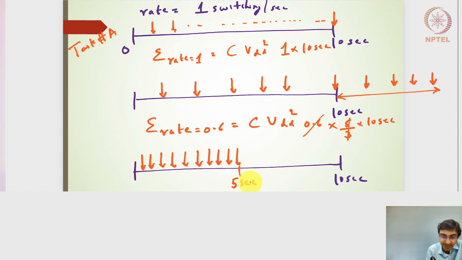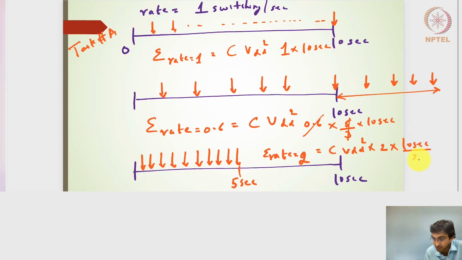So now the energy estimated for the rate of 2 is nothing but C VDD square multiplied by the rate of 2, and then I will have 10 seconds divided by 2, or 0.5 multiplied by 10 seconds. So this 2 and this 2 will get cancelled, and I will have C VDD square multiplied by 10 seconds. So what this example says is, if task A is to be completed within this particular duration, I can increase the rate or decrease the rate, and based on the number of switchings, it is going to complete.